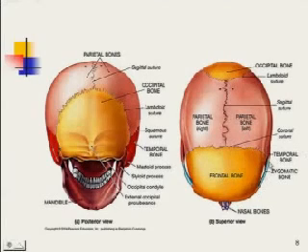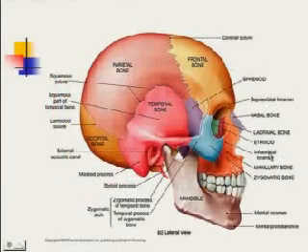You can also see superiorly the zygomatic bone and just the tip of the temporal bone that we've identified earlier. This is an up-close lateral view of the bone.